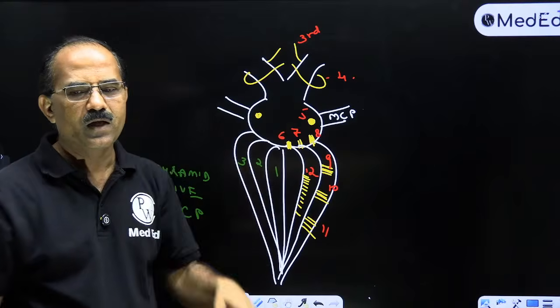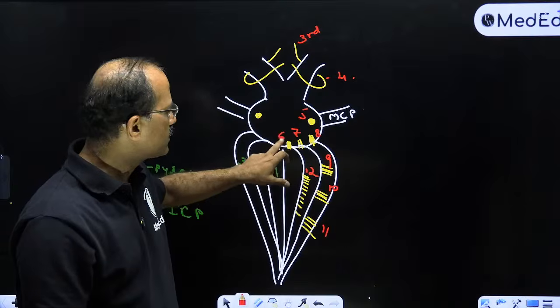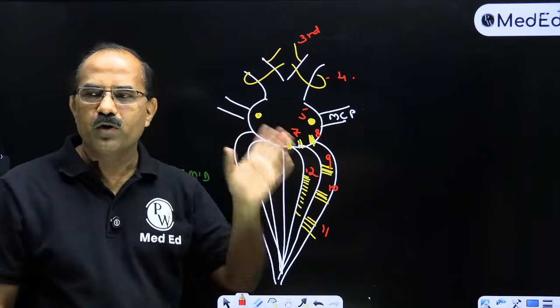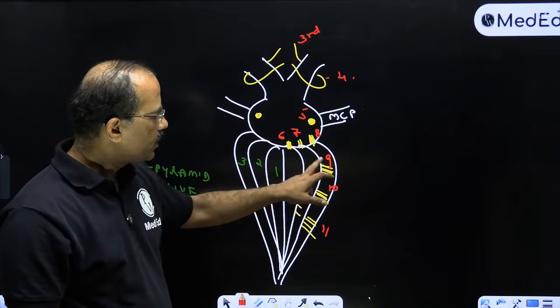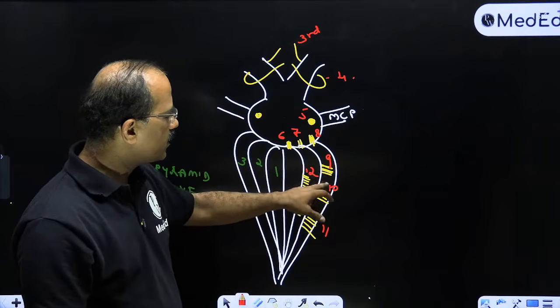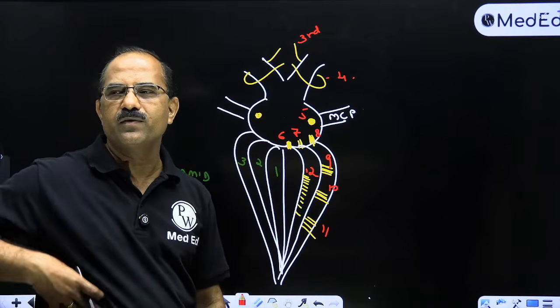The pontomedullary junction has the 6th, 7th and 8th nerves. Between the olives and the inferior cerebellar peduncle are 9, 10, 11, and between the pyramids and the olives is the 12th nerve.